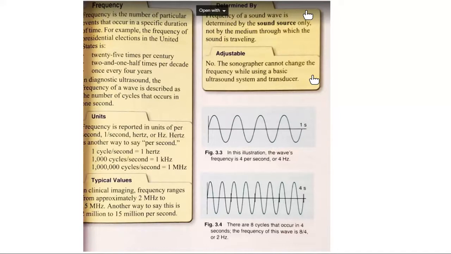And so here you see in figure 3.3, in this illustration, the wave's frequency is 4 per second, or 4 hertz. You see that time going from the 0 to over there is 1 second, and it goes through 4 cycles there. So that's 4 hertz. The next one is 8 cycles that occur in 4 seconds. So the frequency is 8 over 4, or 2 hertz. Okay.